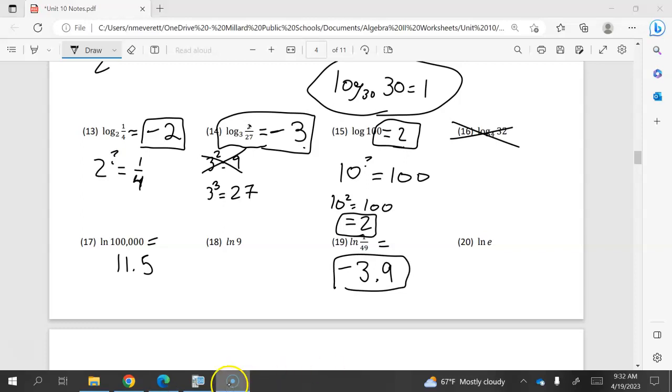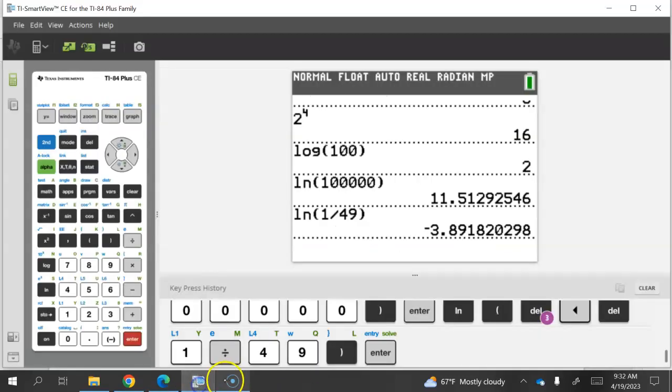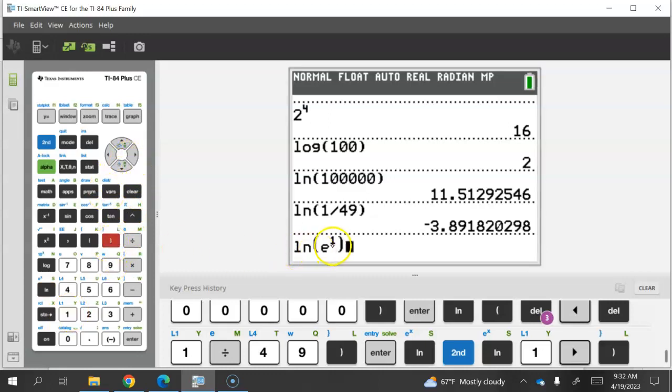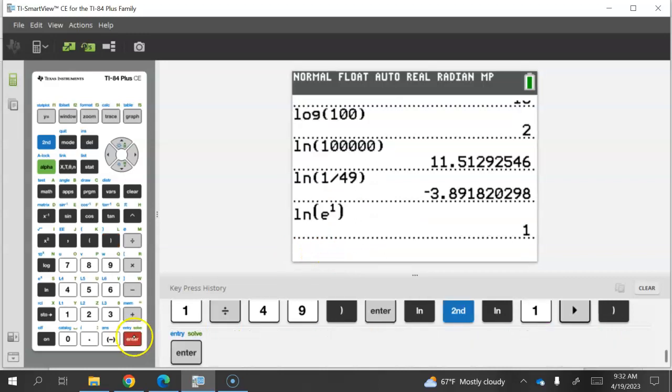And then the last one, number 20, that's the natural log of e. So natural log, I'm going to hit the e button on this one. Again, that's the second function. Figure out how to do this, figure out your e button. Since it's just natural log of e with no exponent, I'm just going to put it to the first exponent. We're going to click that, and we're going to get 1.